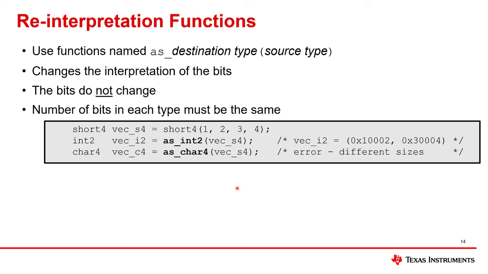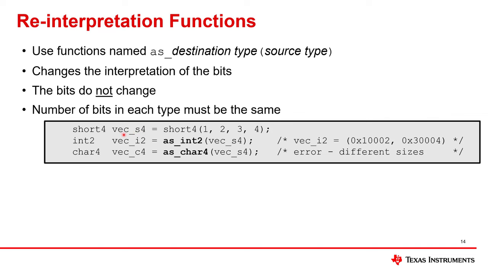Reinterpretation functions look similar to conversion functions, but they're actually quite different in terms of what's happening. So let's talk about this. You use functions named as_destination type, with the source type in the parentheses. The syntax is similar, but what's happening is the interpretation of the bits changes. How the compiler views the bits inside these changes. The bits themselves do not change at all. It's important to understand that. And the number of bits in each type must match, or you get an error at compile time.